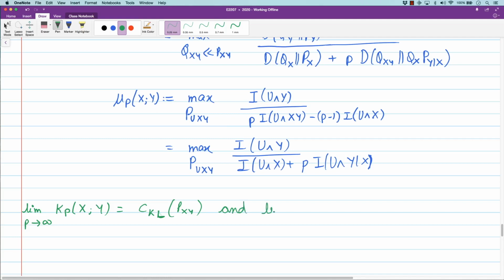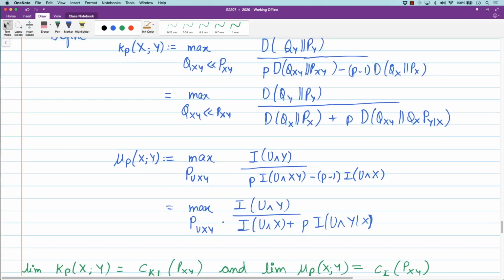And similarly, if you take the limit p going to infinity and look at this quantity, once again the only way to get a positive constant is to have this as 0, and this will happen if this is 0. Then you can only look at those channels for which this Markov condition holds, and then it coincides with the strong data processing constant for mutual information. Okay, so this is true. In the limit as p goes to infinity, these quantities coincide with the strong data processing coefficient.